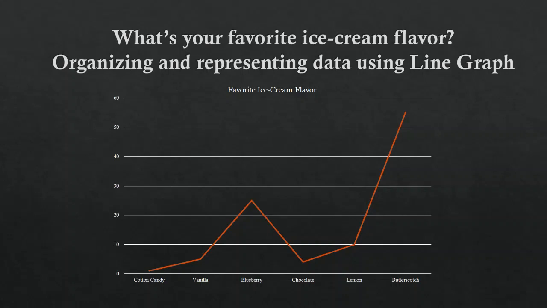And then we have vanilla plotted between 0 and 10, just right in the middle, which is 5. Then we have the blueberry, which was 25. That comes between 20 and 30. And then we have chocolate, just below 5. Then the lemon, which is exactly 10. And finally, the flavor that got the most liking, which is butterscotch, that's 55. After plotting the dots, we connect between them to make a line graph.